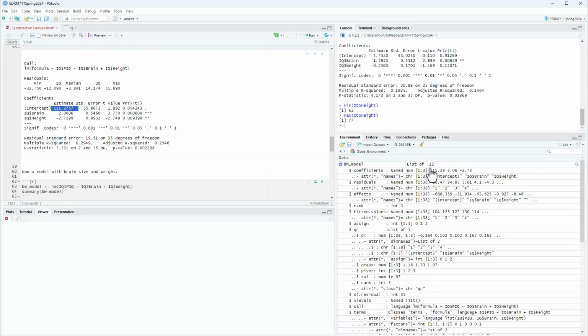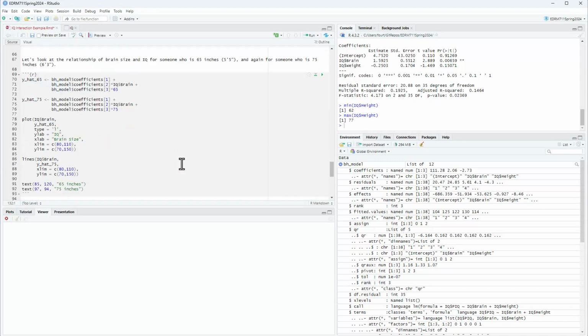But it's also the first in a vector of coefficients. A vector just means a list. The first in a list of coefficients. And then 2.06 would be for brain, and then over here I see negative 2.73. So what I'm doing is taking those coefficients one at a time and building my model. Intercept plus the coefficient for brain times whatever the brain variable says at the time.